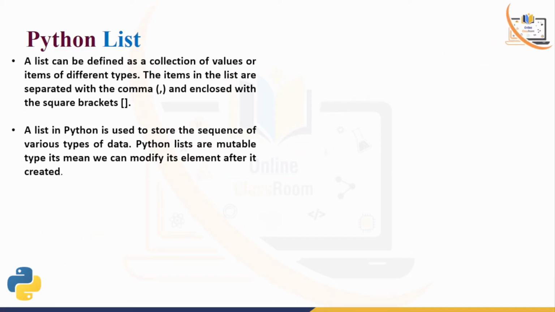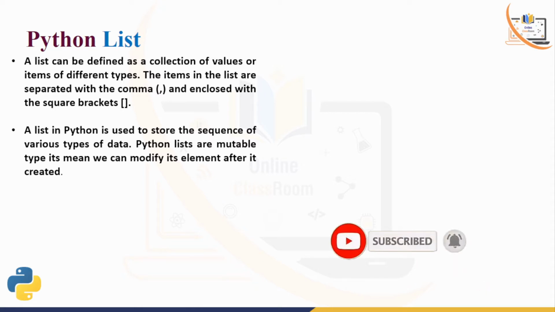Before starting the coding, at first we have to know what a list is. A list can be defined as a collection of variables or items of different types. The items in a list are separated with a comma and enclosed with square brackets.